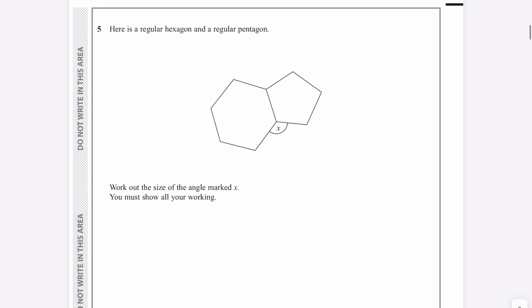Question 5, you have a hexagon and a pentagon. Work out the size of the angle marked X. So we know angles around a point add up to 360, so we are interested in finding this angle here, and all three of them must add up to 360. So if we start off with the hexagon, the sum of interior angles in a hexagon, we can find using the formula n minus 2 times 180.